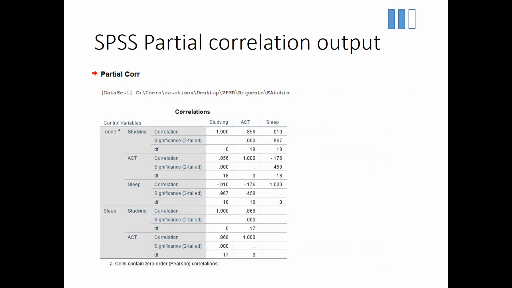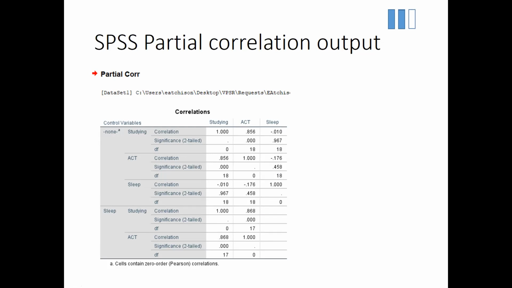Basically what this shows us is, if we control for none, what are all of these independent correlations on each other? Again, studying versus ACT is 0.856, right? And then sleep on studying is actually negative. Sleep on the ACT is actually negative. So when we control for sleep, we actually see that studying is an even stronger predictor of the ACT score.